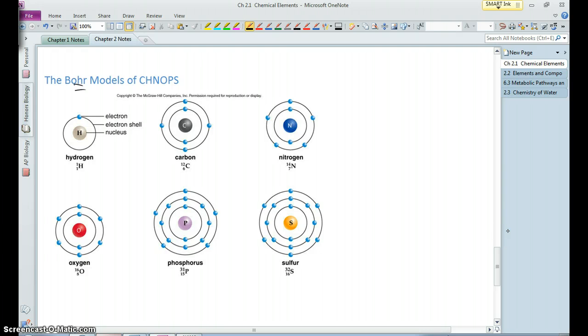And so here they are again for hydrogen. There's our single little electron, 1 proton. Carbon with 6 protons, 6 neutrons for a mass number of 12. And 1, 2, 3, 4, 5, 6 electrons. Notice 2 in the inner orbital and 4 in the outer orbital.